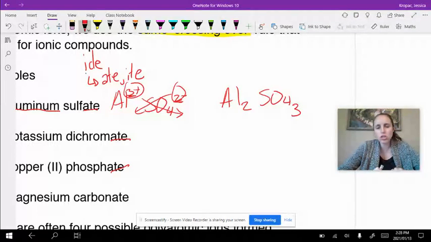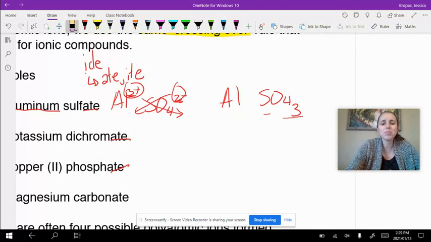Now here, it's a little bit tricky. You might remember this from grade 10. What you've essentially told me here is that you've got 2 aluminums, you've got 1 sulfur, and you've got 43 oxygens. That is not correct. That's not what you have. You have 2 aluminums, and you're trying to communicate that you have 3 sulfates.